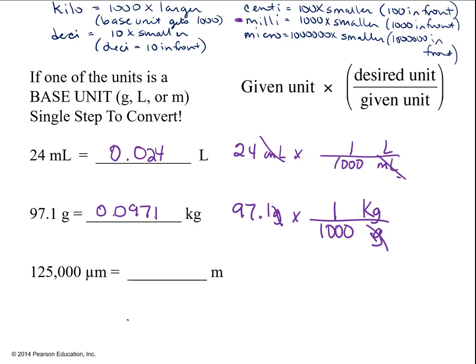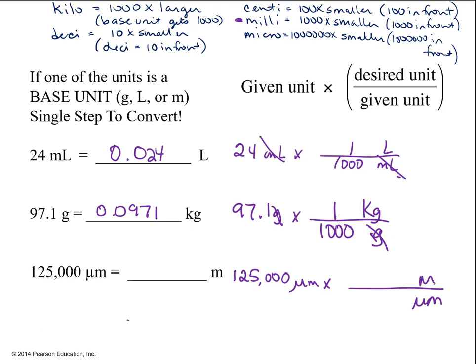125,000 micrometers is how many meters? So in this one, put down what you're given. So remember that funny little U is micro. Next thing you put in, times in a line. What goes on the bottom? Micrometers goes on the bottom. What unit on top? Meters.